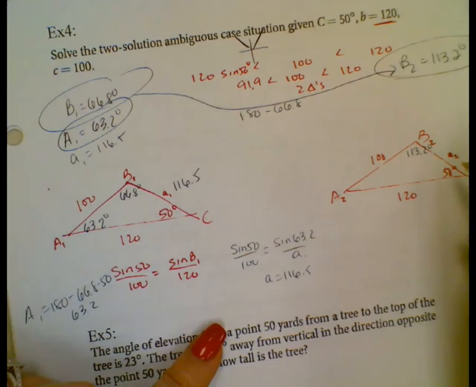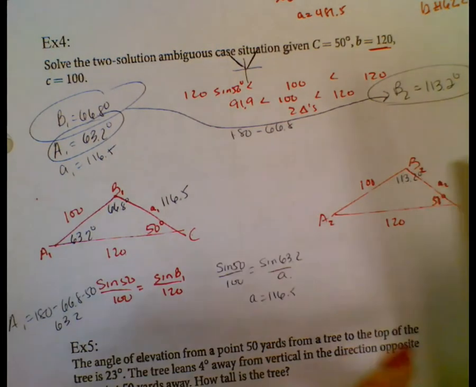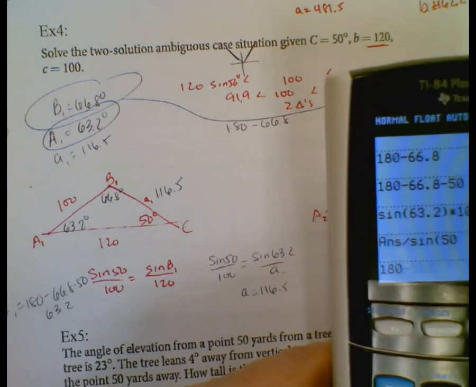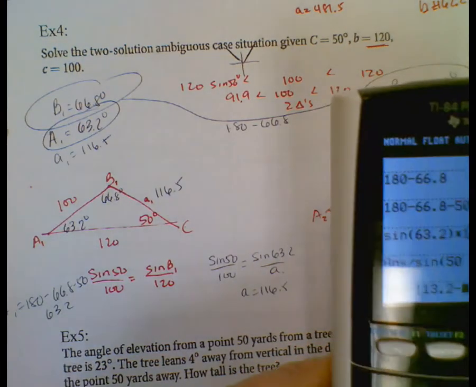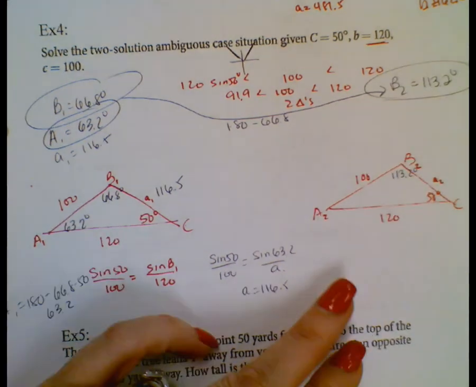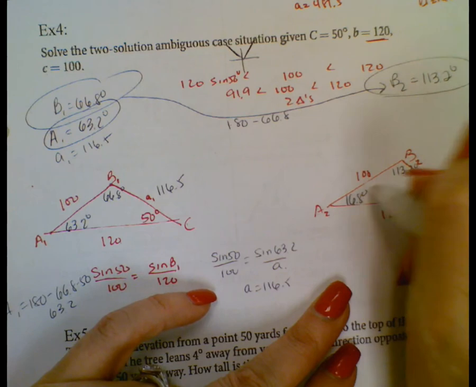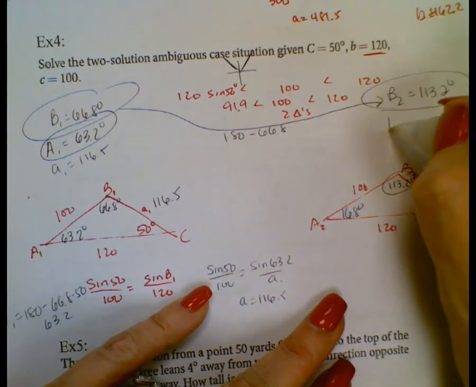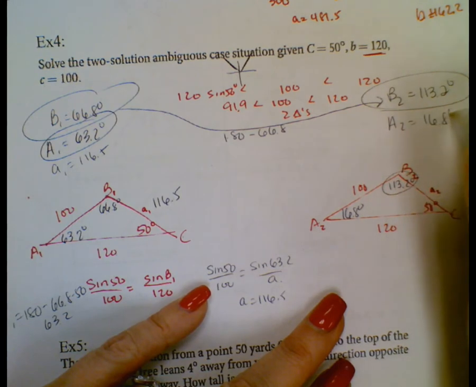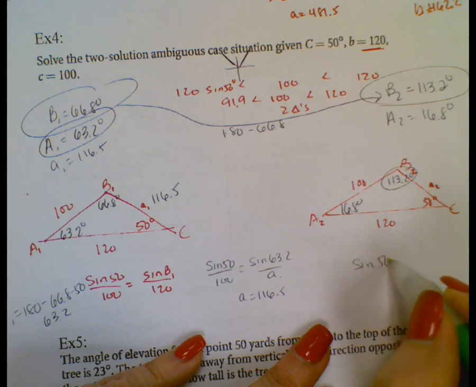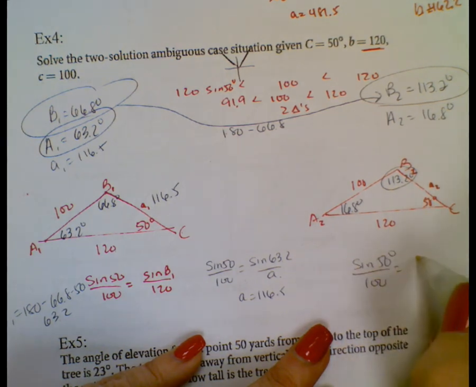And then find this little side A. First of all, we have to find angle 2. We have to do 180 minus 113.2 minus 50 is 16.8. That's going to be a small angle because that's a big one. So this other one should be small. So A2 is 16.8 degrees. And to find side A, you're going to take sine of 50 over 100 equals sine of 16.8 over A2.